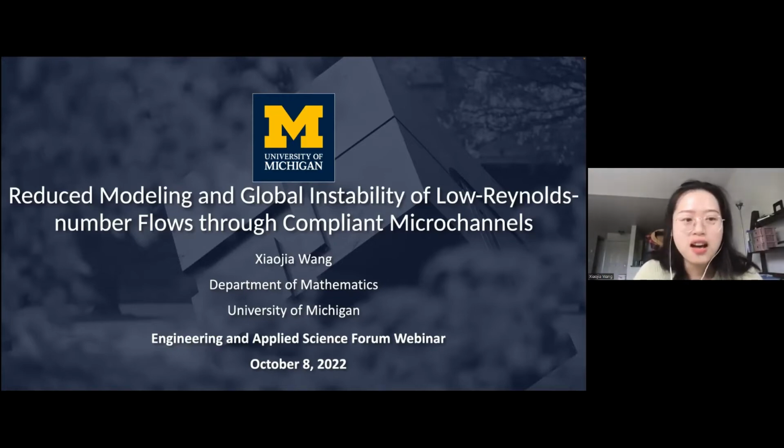So yeah, today I'm going to talk about one part of my PhD thesis, which is titled Reduced Modeling and Global Instability of Low Reynolds Number Flows Through Compliant Microchannels.